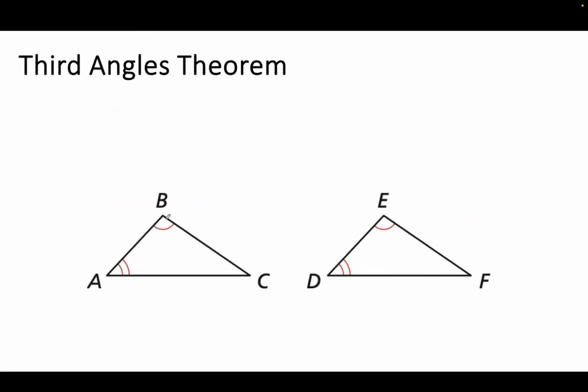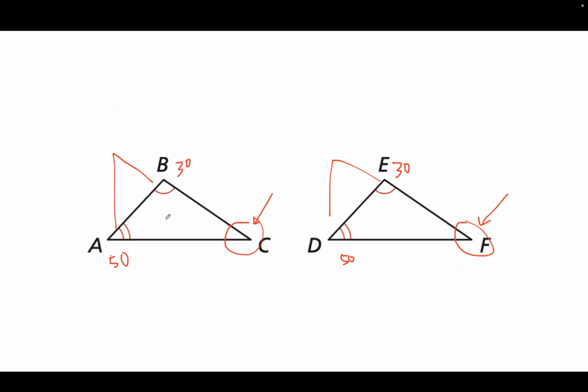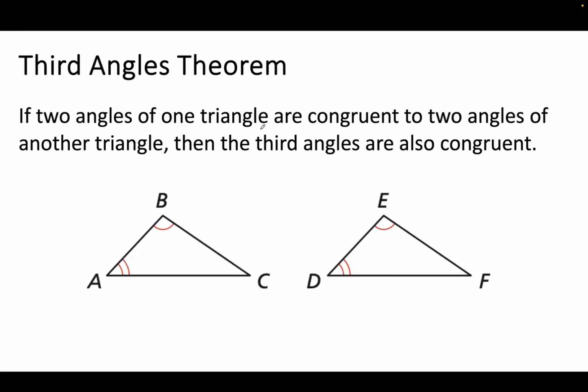Okay, so this is going to be called our third angles theorem, and if you pick real numbers, it should be intuitive. Whatever these two angles are, the third is just whatever gets me to 180. So if you have two angles of one triangle congruent to two angles of another triangle, the third angles, hence the name, are also congruent.